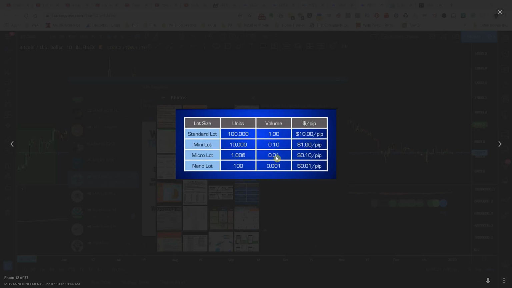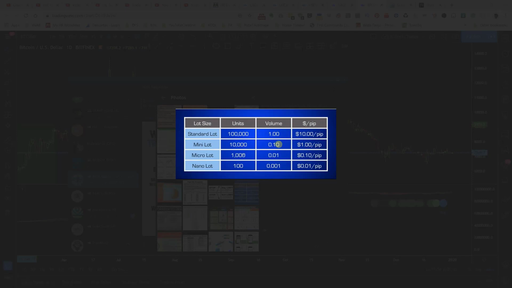So a 0.01, we call them lot, is going to be equivalent to 10 cents per pip. A mini lot, which is 10,000 units, which is equivalent to a 0.10 volume, which is going to be $1 per pip. And then a standard lot, this is the big boys right here. When you get up to the standard lots, that's when you're trading with the big boys. That's 100,000 units, all right, which is equivalent to a 1.0 volume, aka lot size, and that's going to be $10 per pip. Whenever you place an order, you have to know what your lot size is going to be.